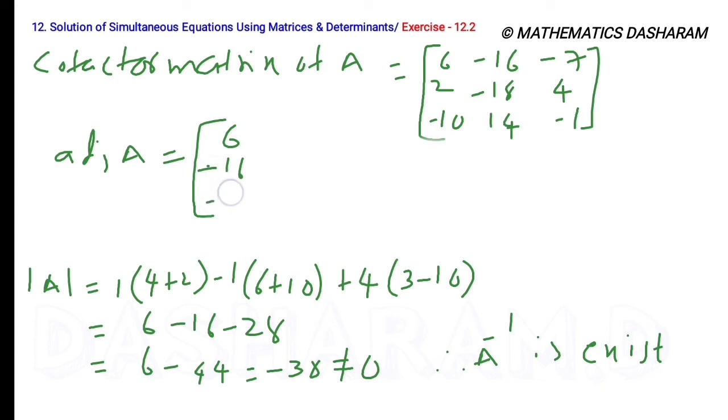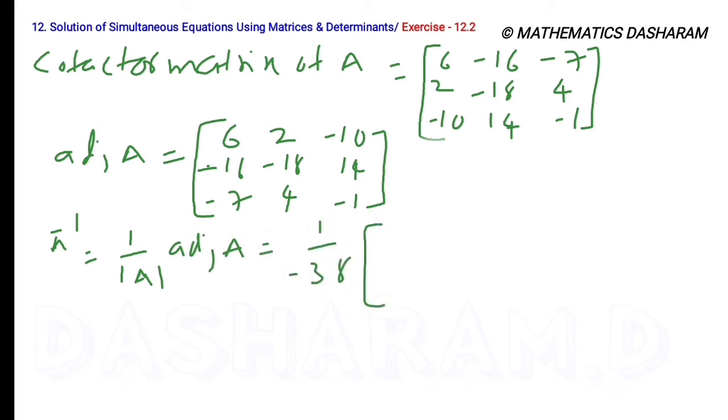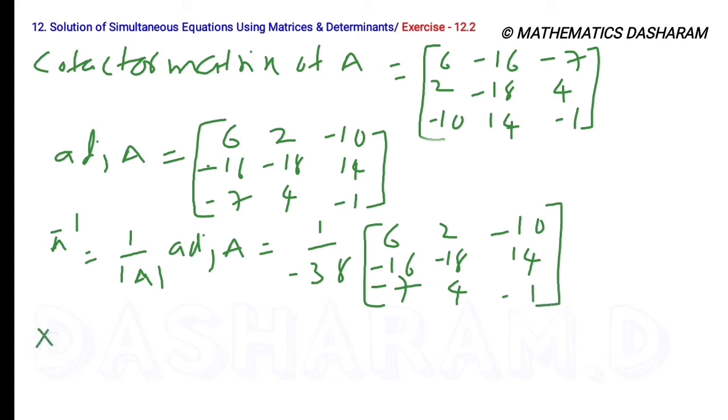6 minus 16 minus 7, 2 minus 18 4, minus 10 14 minus 1. Next, A inverse. The formula is A inverse equals 1 by mod A into adjoint of matrix A. It is equal to 1 by mod A, whose value is minus 38, into adjoint A, which is 6 2 minus 1. Now the required answer is X, which equals A inverse into D.